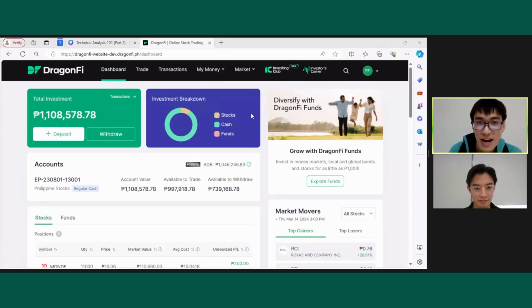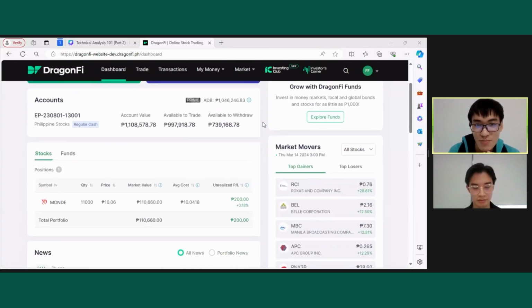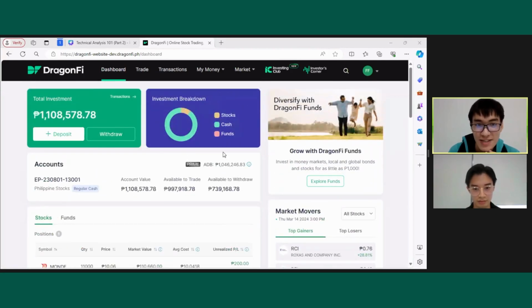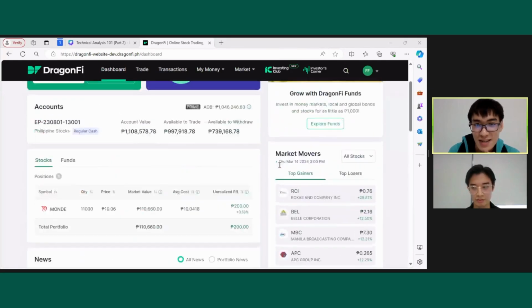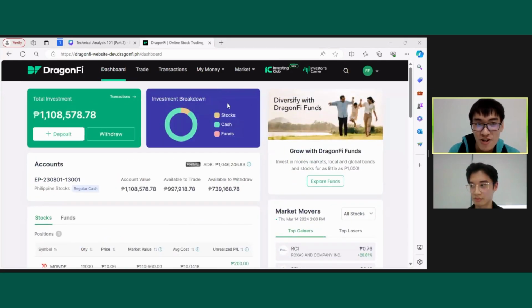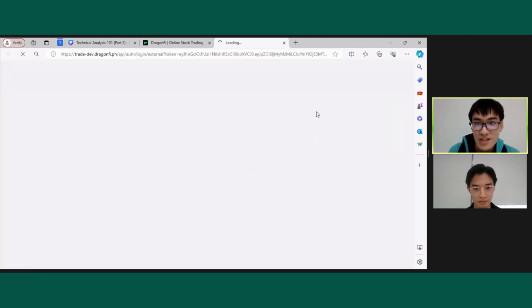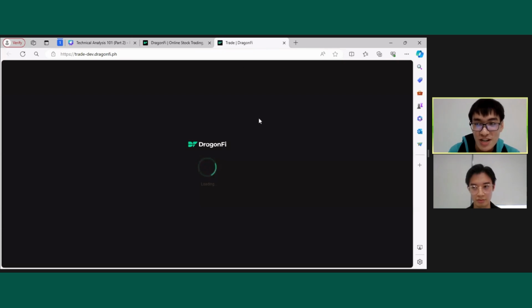Okay. So now I am sharing the Dragonfly platform. When you log into your Dragonfly platform, you would see this. This is your dashboard. So when you log in, this is what you would see. Then to go to your platform, you just click here, trade. Then it would lead you to the trading platform.